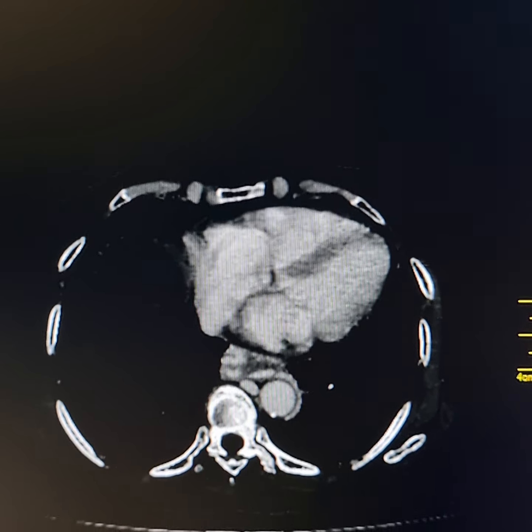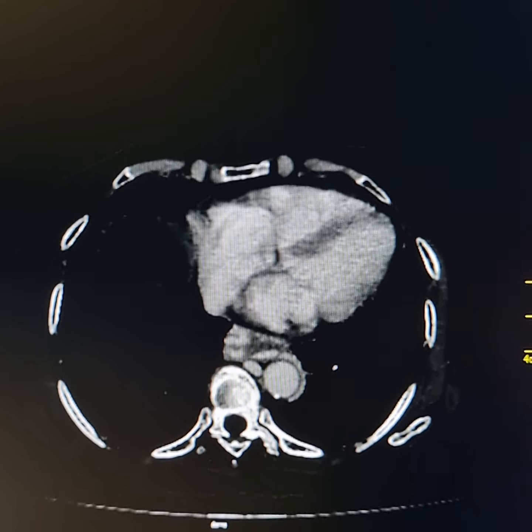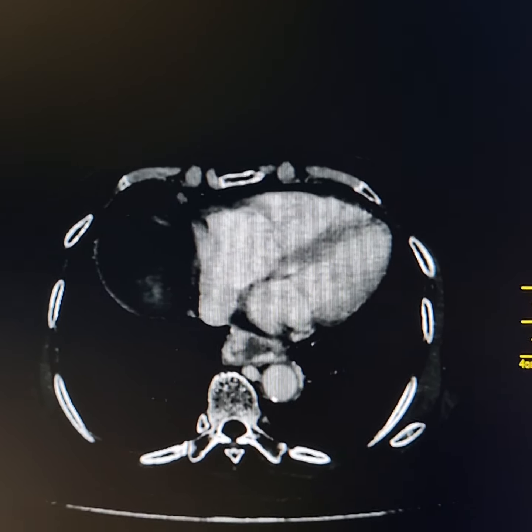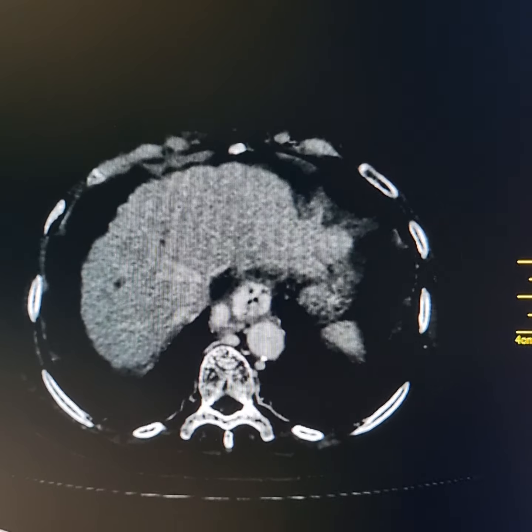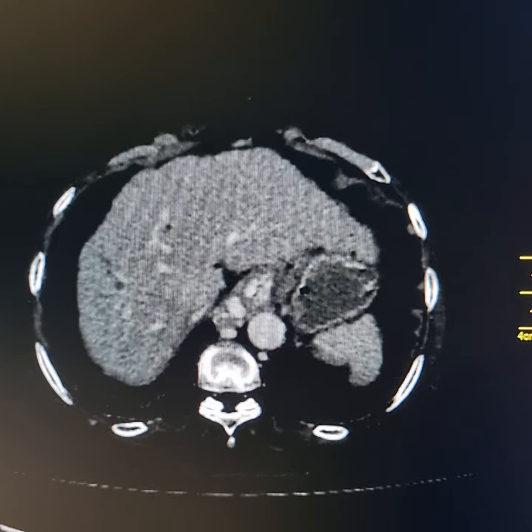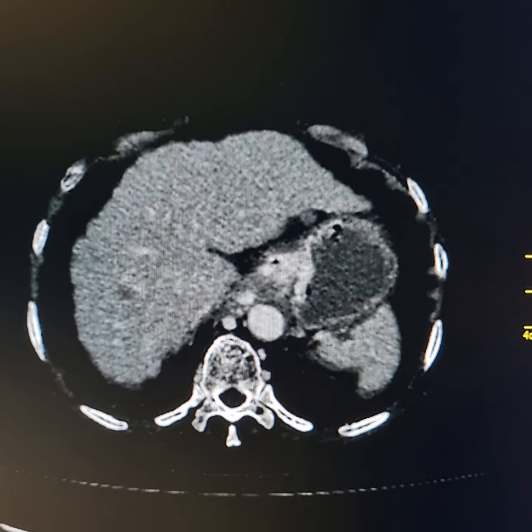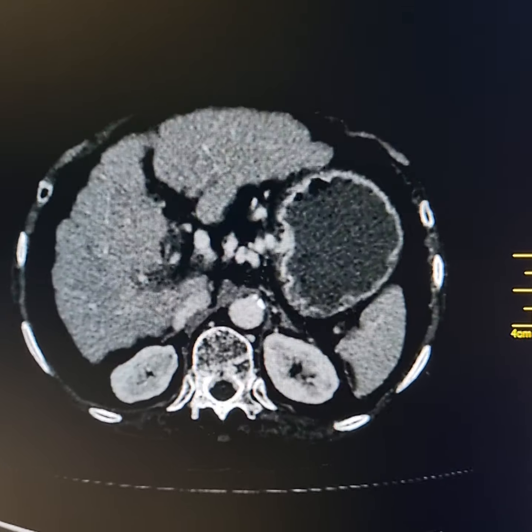This is a contrast CT scan of a 63-year-old female patient. She is a known case of hepatitis C. First, I will show you the cirrhotic morphology of the liver. Please observe the wavy outline of the liver.